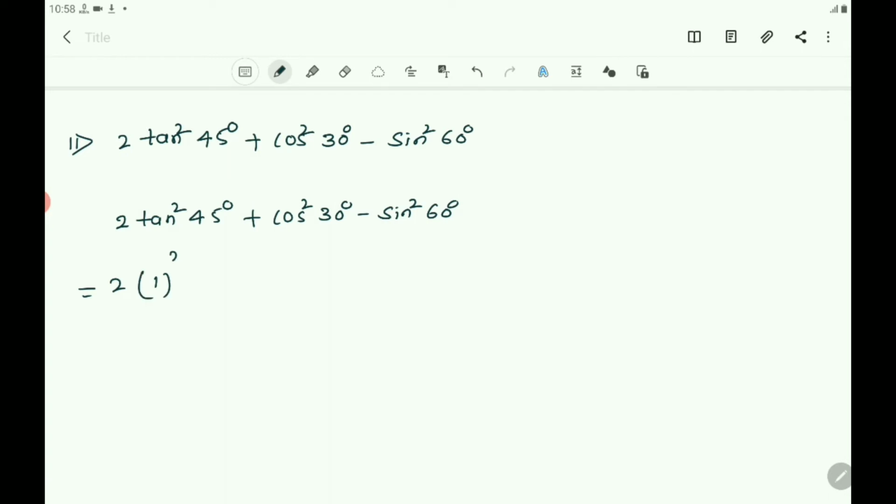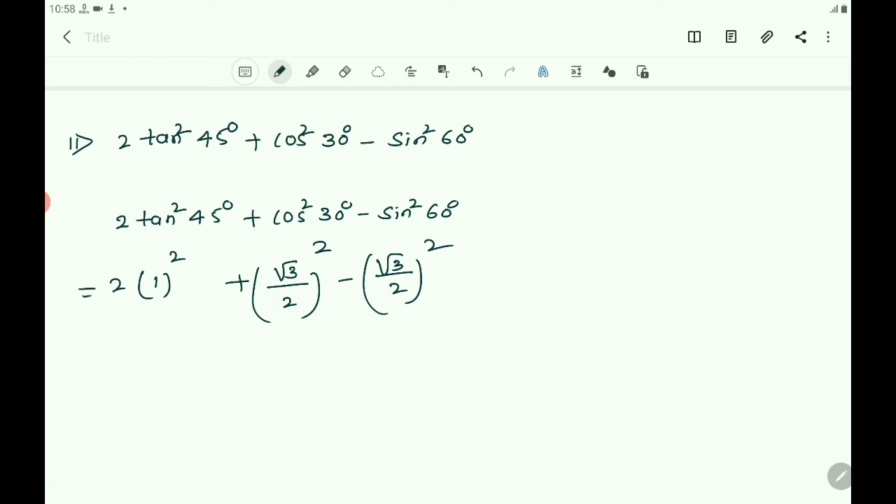So you write 1 square. Tan square 45 means tan 45 the whole square. So it is 1 square plus cos square 30 means cos 30 whole square. Cos 30 is root 3 by 2 whole square minus sin square 60, that is sin 60 whole square. Sin 60 is root 3 by 2 whole square.